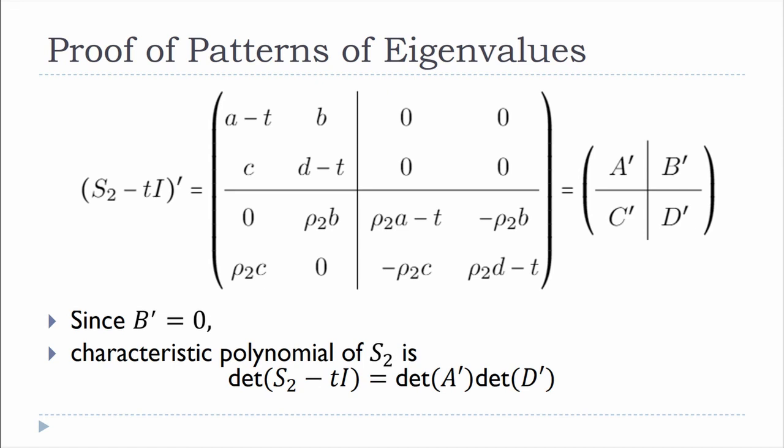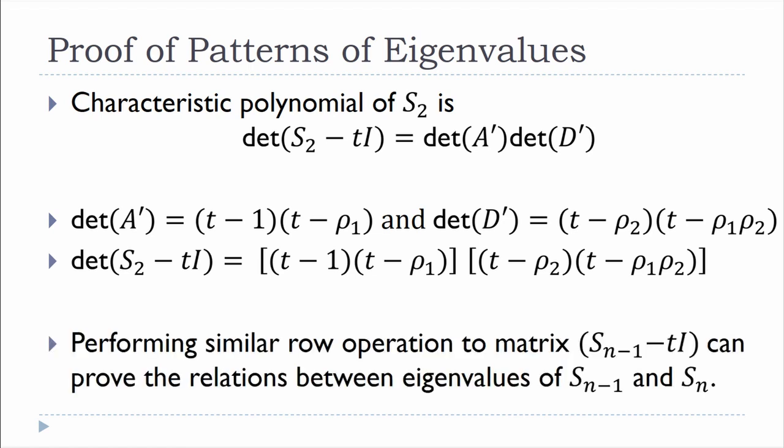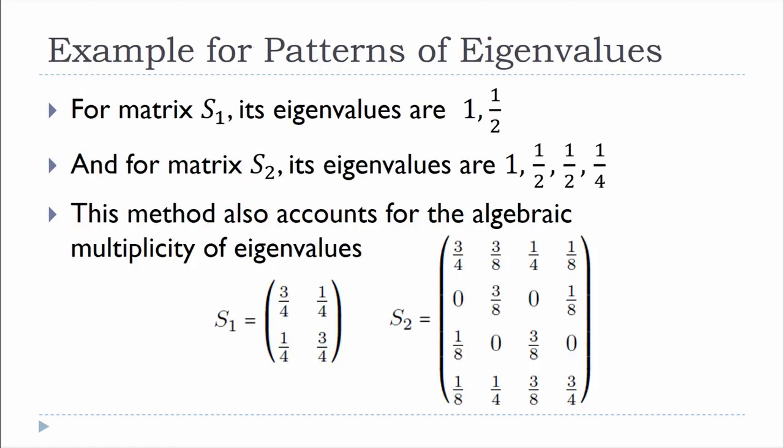We divide them into four block matrices, which we call A prime, B prime, C prime, and D prime. Since B prime is equal to 0, the characteristic polynomial of S2 is equal to the determinant of A prime times the determinant of D prime. So the determinant of A prime gives the two eigenvalues 1 and rho 1, and the determinant of D prime gives the other two eigenvalues, which are rho 2 and rho 1 times rho 2. Therefore, S2 and S1 follow the relation that we want to prove. And performing similar row operations on the matrix Sn minus 1, we can prove the relation between the eigenvalues of Sn minus 1 and Sn. So we are going to give some examples.